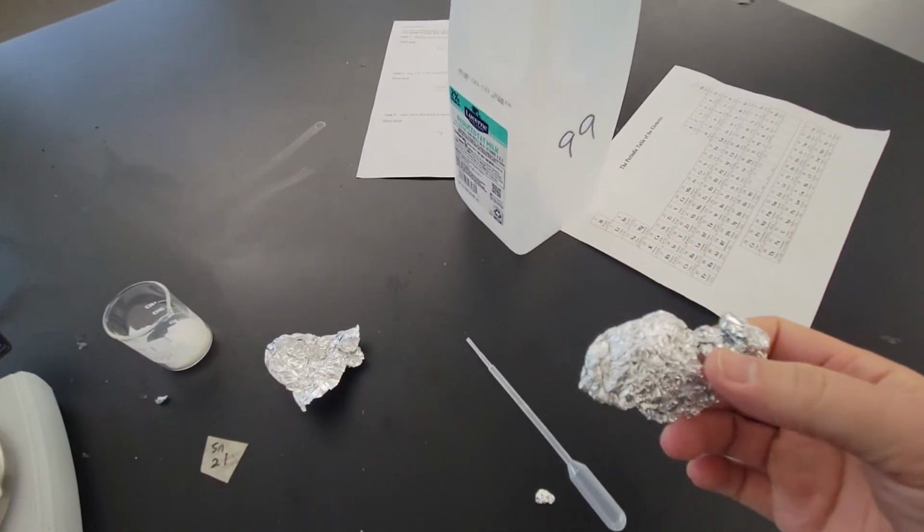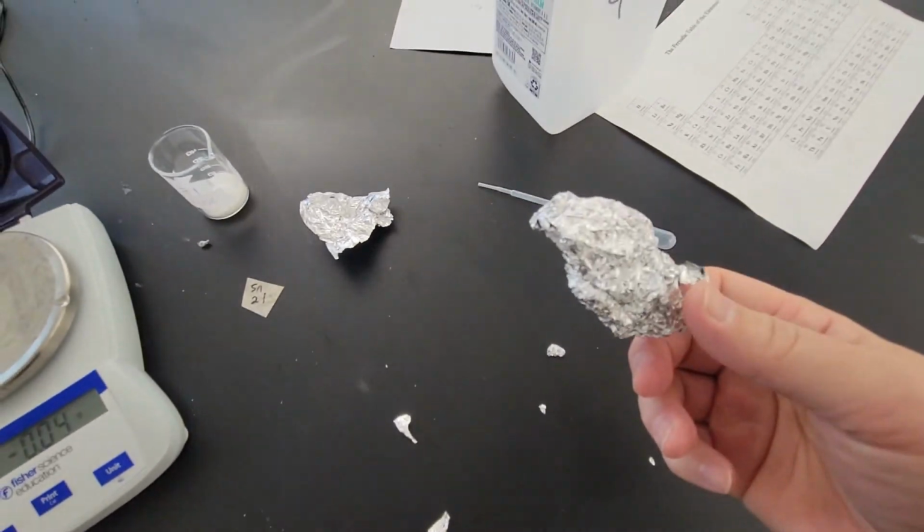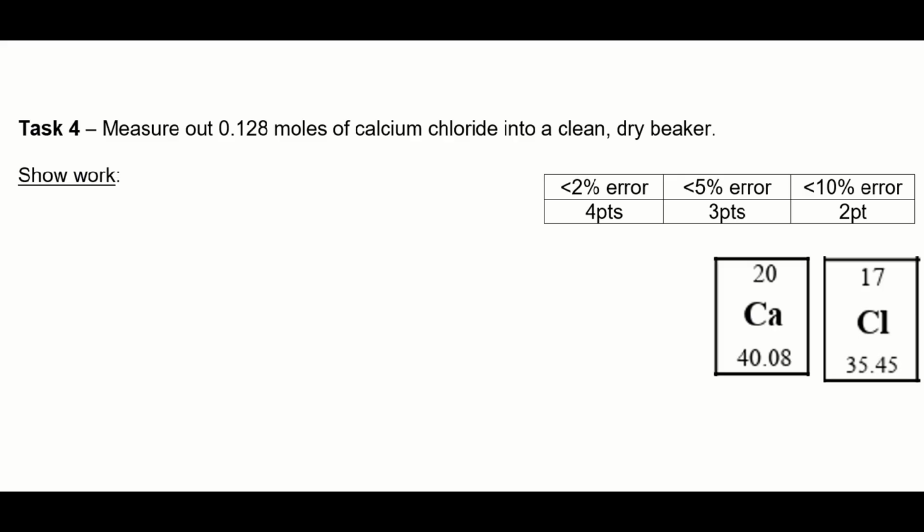On to task 4, I'm asked to measure out 0.128 moles of calcium chloride, again in the lab. So I need to convert moles into units of grams because that's what I can measure using the equipment I had available to me. So moles to grams, that's just your molar mass is going to be your conversion factor. That's from your periodic table. Let's convert 0.128 moles of calcium chloride.